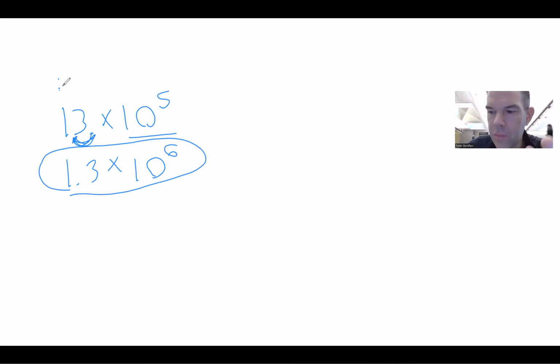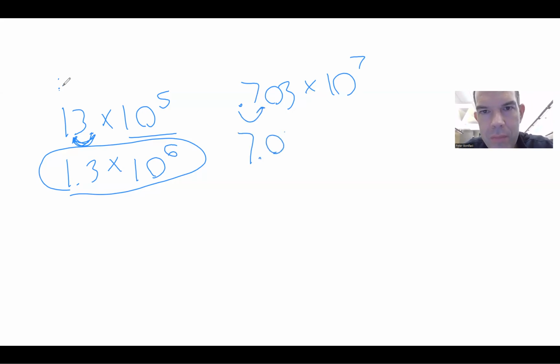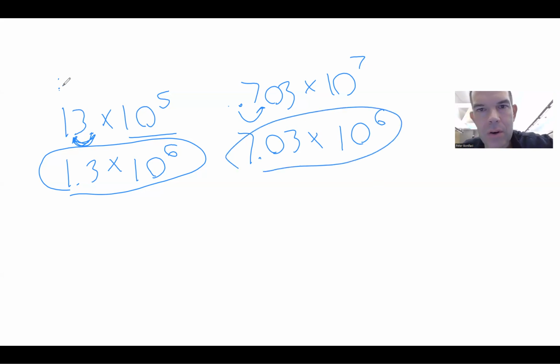Here's another example. These have all so far been moving just one spot; we'll do some more examples. This is from yesterday's assignment: 703 times 10 to the 7. This is not all the way in scientific notation. Remember, we have to move to the one spot right after the first whole number. So you end up with 7.03. Then we ask ourselves, we made 0.7 into 7, so it's bigger by 1, so this number needs to get smaller. So it's 10 to the 6. This would be your final answer.